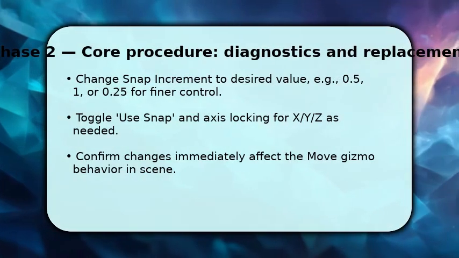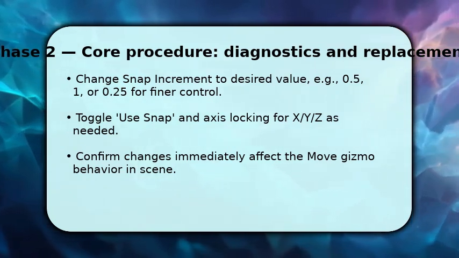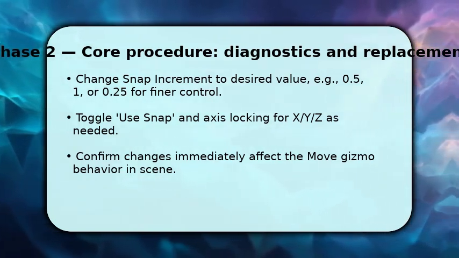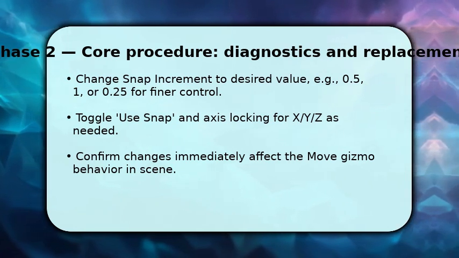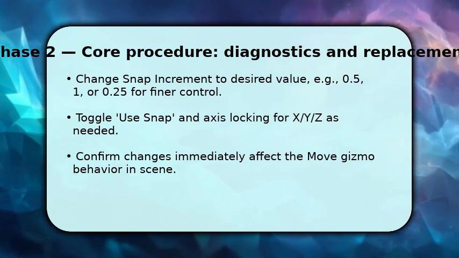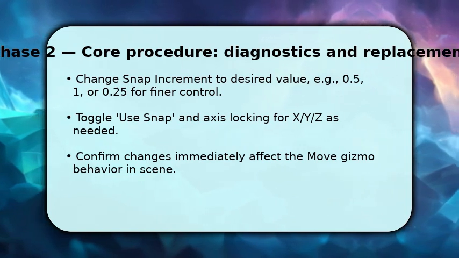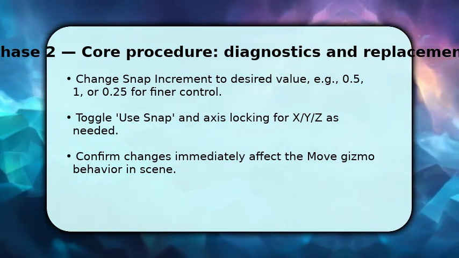Once the grid settings panel is open, change the snap increment to the exact value you need. Type 0.5 or 0.25 for finer placement or 1 for whole units. You do this because the Move tool snaps parts by that increment, so altering it changes how pieces align. Then toggle Use Snap On and lock any axis you don't want moving.